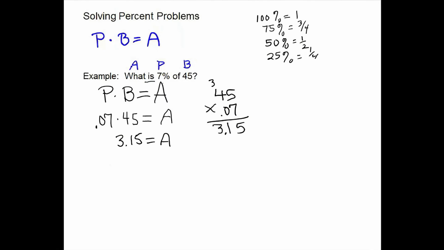So 7%. 7% is just a little bit. It's not even up to a quarter. A quarter would be 25%. So just a little bit of 45. 3.15, yes, that's just a little bit of 45.